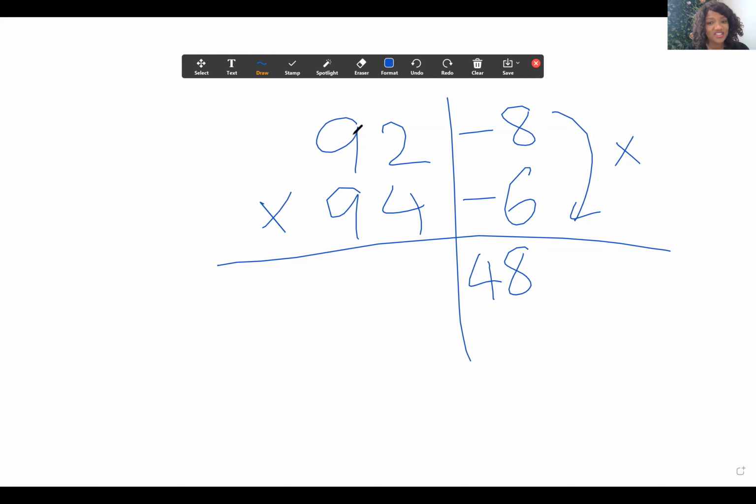94 take away 8 is 86. Fantastic. And 92 take away 6 is also 86. This will give the same amount. Now check with the calculator if it works. And I want Wesley for you to pick 2-digit numbers in the 90s and do exactly the same, because I want you to go to school and teach your friends the same technique, so they're not doing long, crazy multiplications.